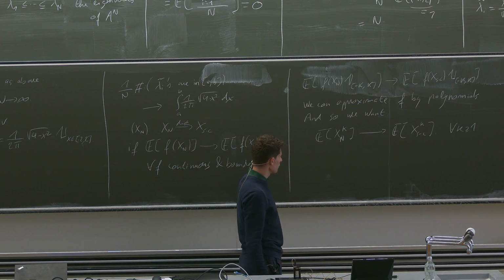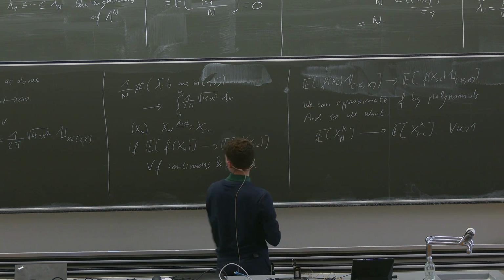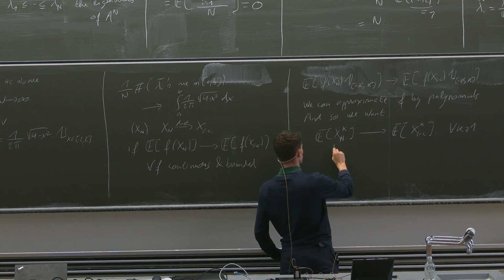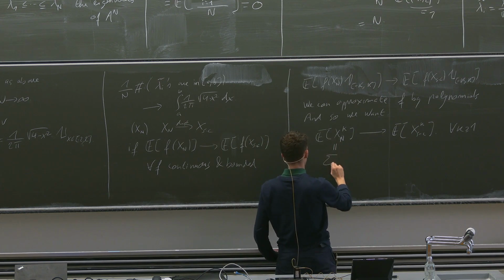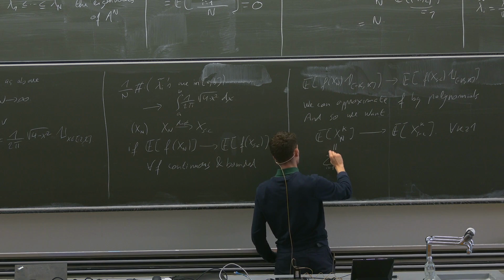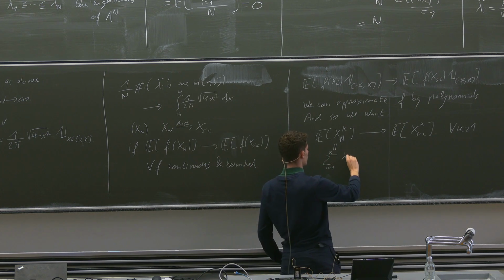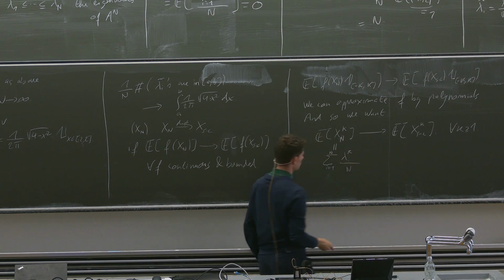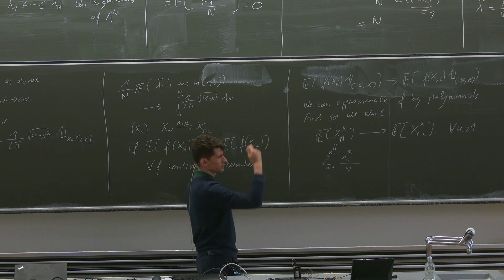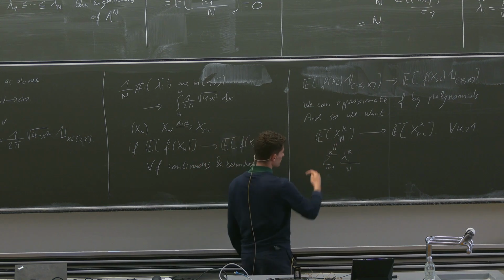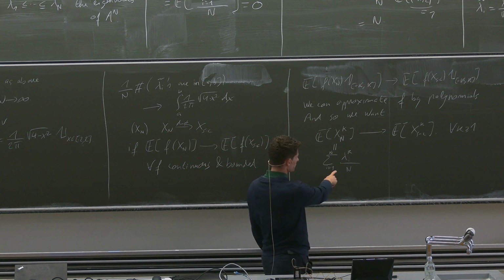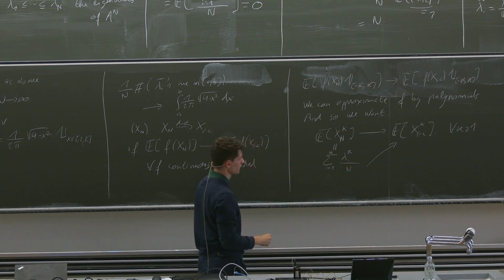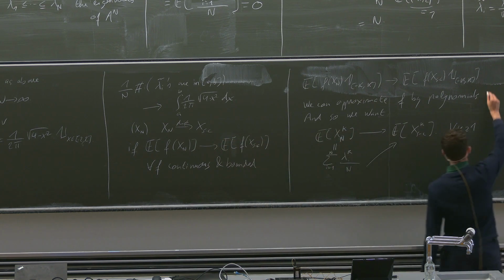And what is this in the case of our problem with our random variable xn? This is just equal to the sum from i equals 1 to capital N of lambda i to the power k, divided by n. Because it's just a discrete random variable, so this expectation is just equal to this. And you want to show that this converges to this as n gets large.